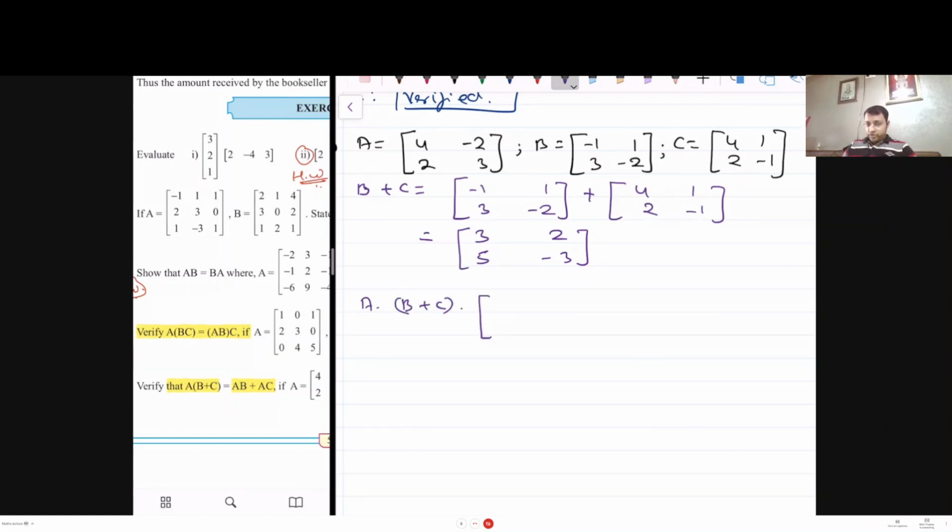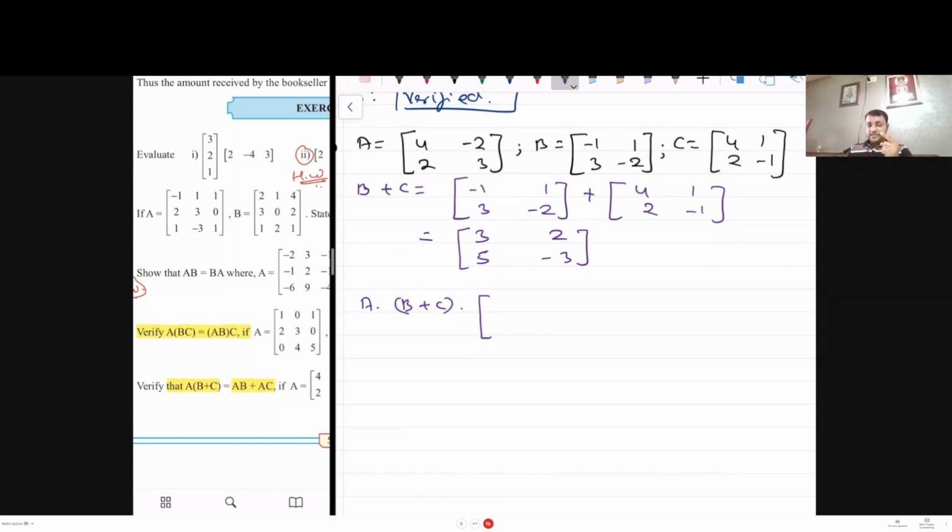Remember one very important thing, because A is written first and then it is written B plus C. Always when you are multiplying the matrices, the sequence in which you write the matrices is very important. So don't change the sequence. Don't write B plus C first and then go for A. Always do as per the question. First write A and then B plus C.